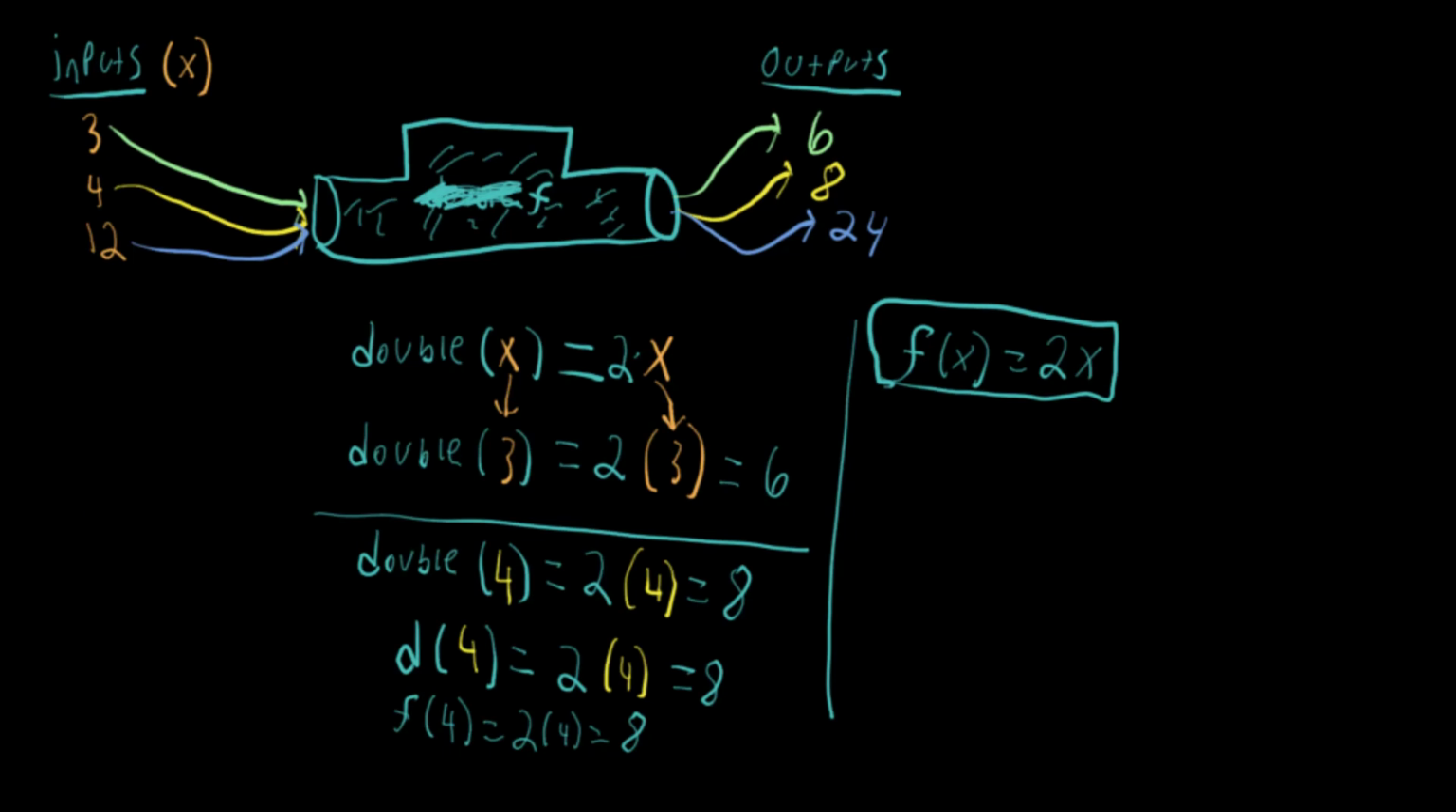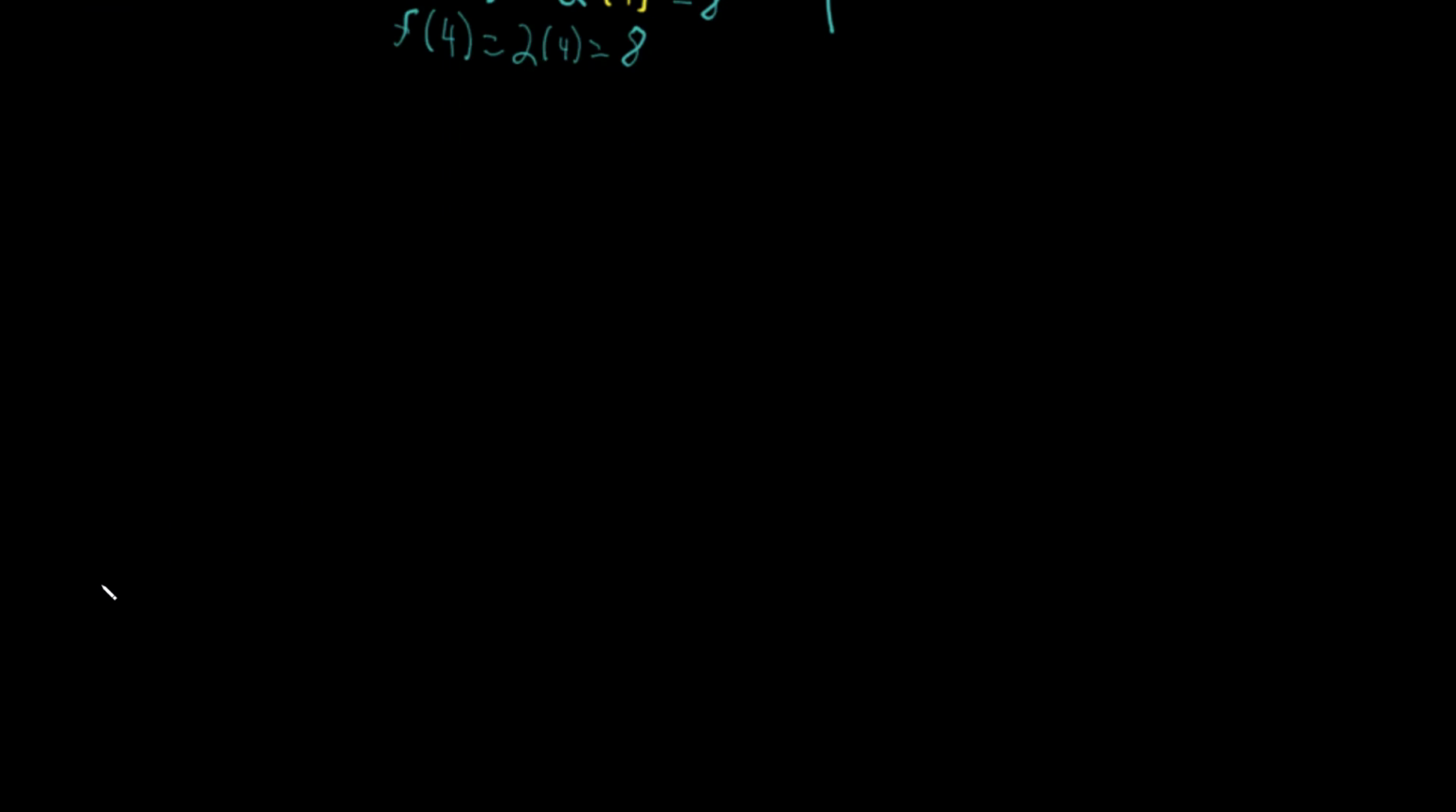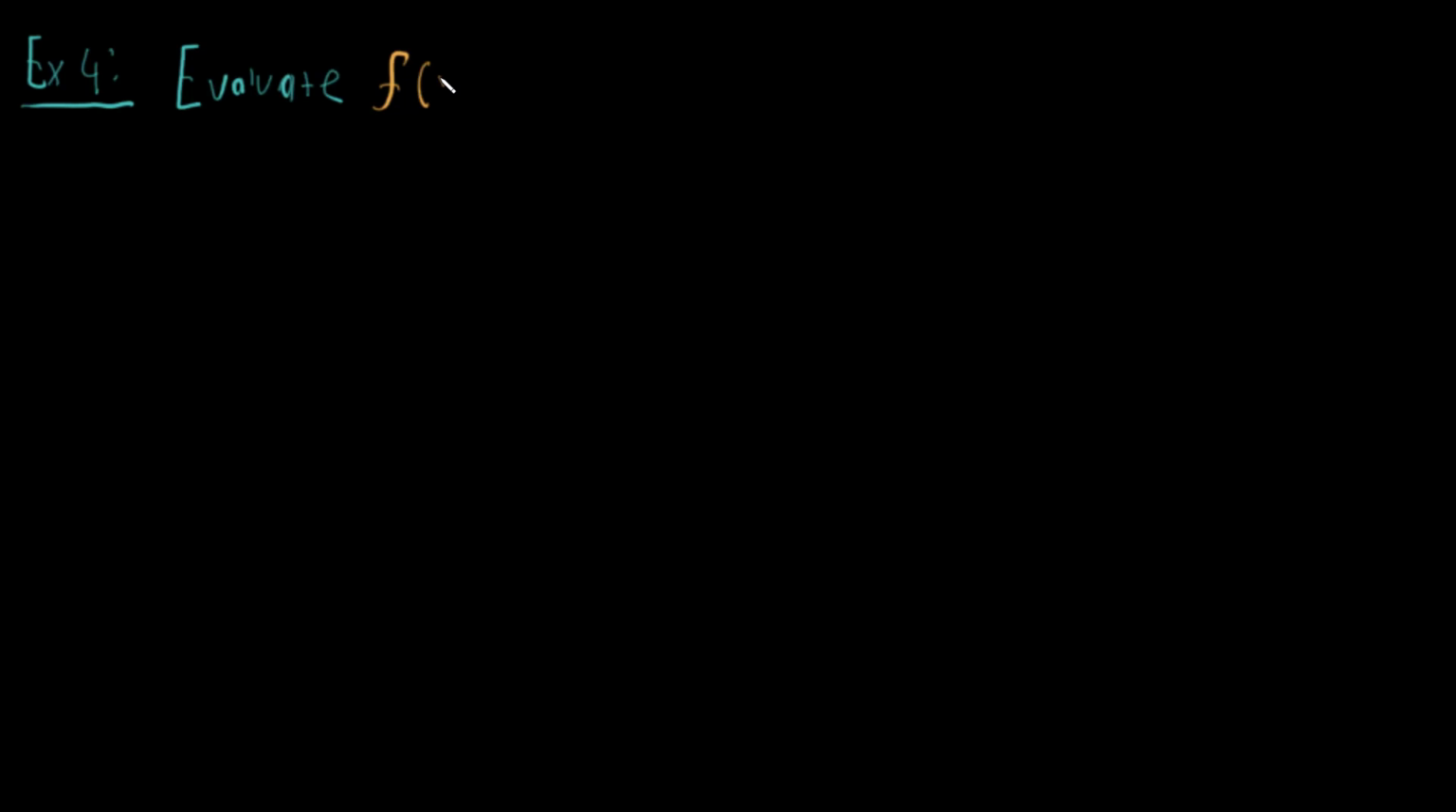So I want to look at how to do specific problems. We're going to scroll down, and that'll be the next thing that we'll look at. So let's go ahead and look at the fourth and final example in this overview. Let's evaluate a function. Let's say it's f of x equals x squared plus 3x minus 4, and we're going to do that at a few different points.